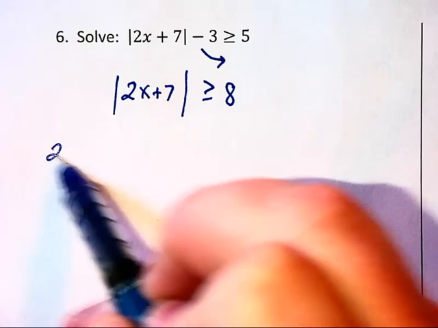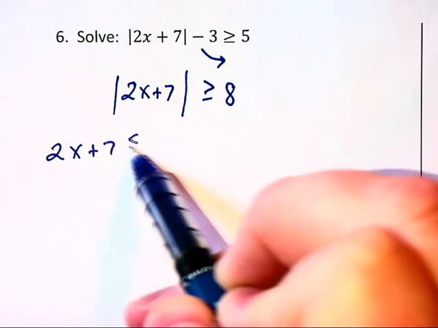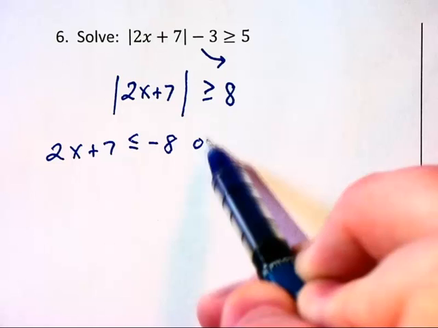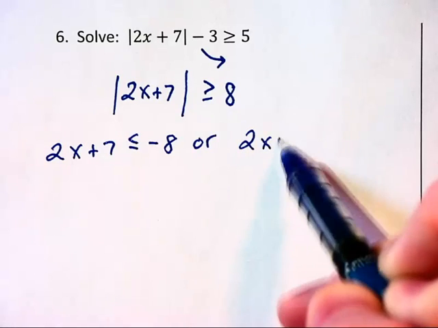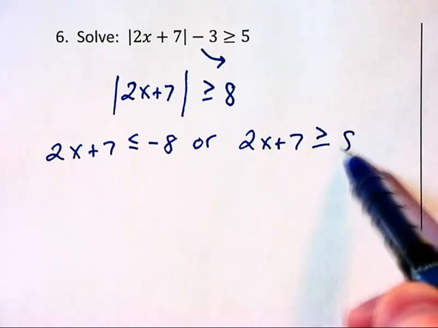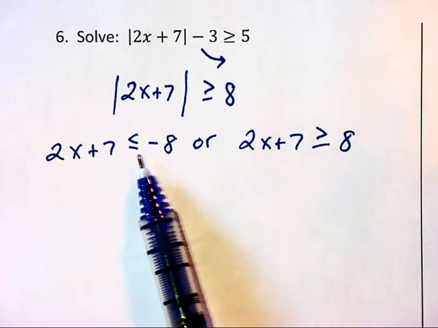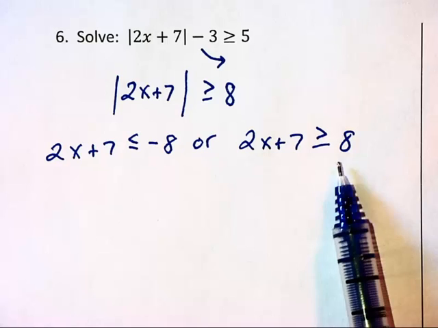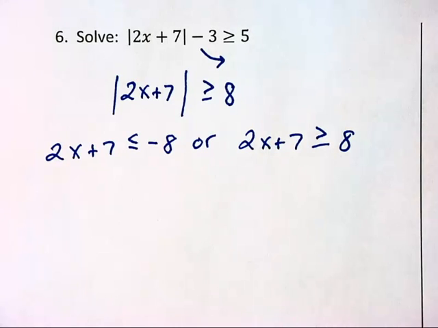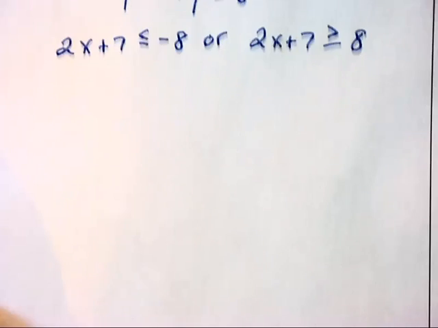That tells us the 2x plus 7 is less than or equal to negative 8, or 2x plus 7 is greater than or equal to positive 8. If you watched my other video, you might have remembered the chant, smaller than the small one, bigger than the big one. Now we have 2 separate inequalities to solve.